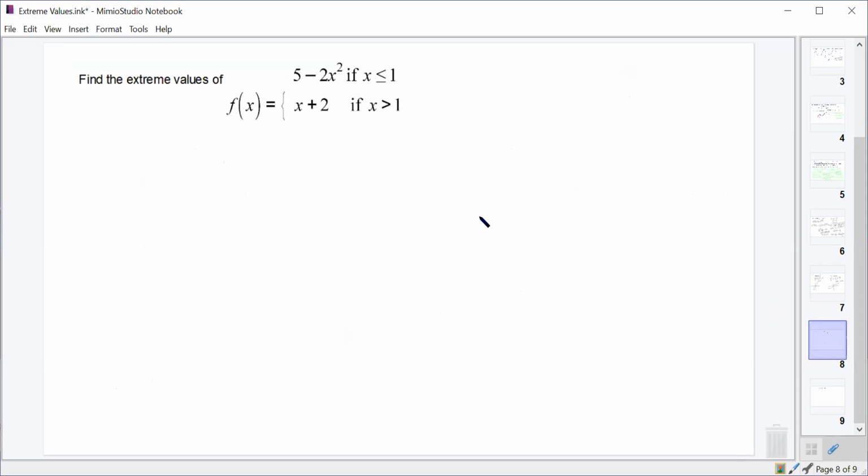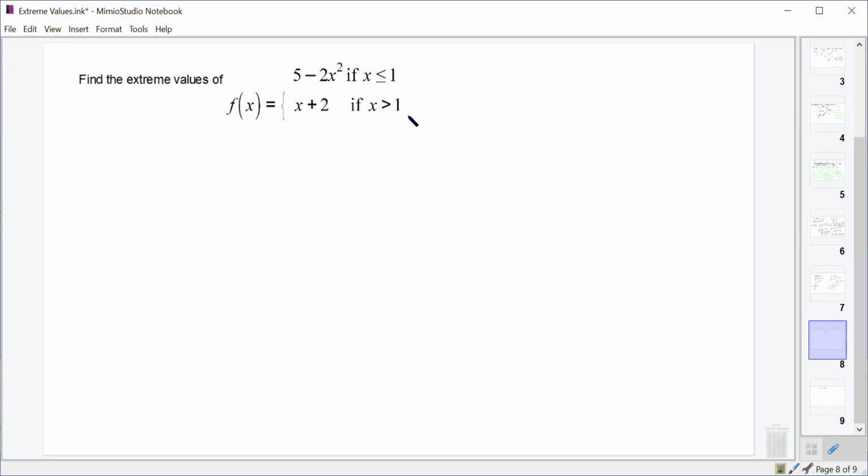We're going to find the extreme values of this piecewise function, 5 minus 2x squared if x is less than or equal to 1, and x plus 2 if x is greater than 1. Any thoughts on how we'll start this? Find the domain. All right, thinking about the domain.